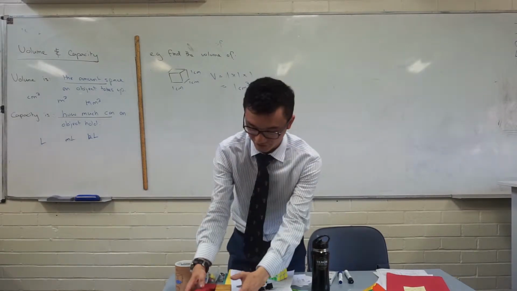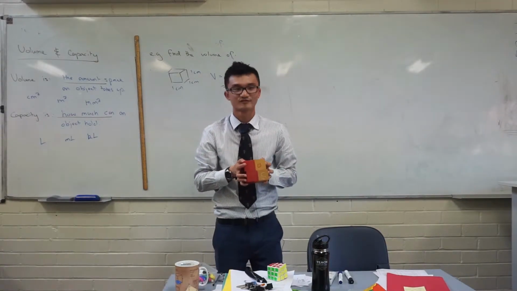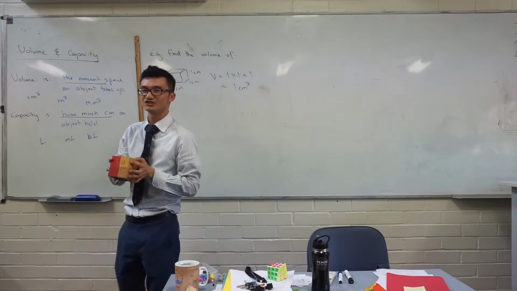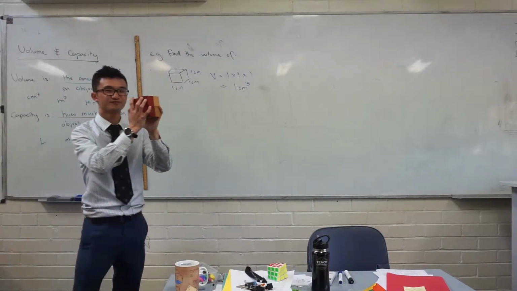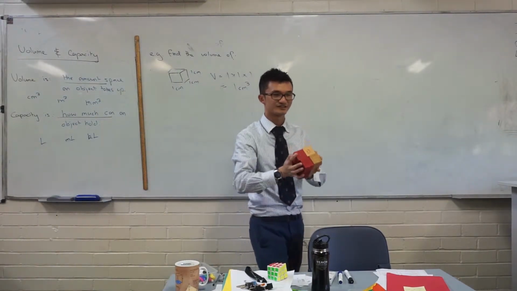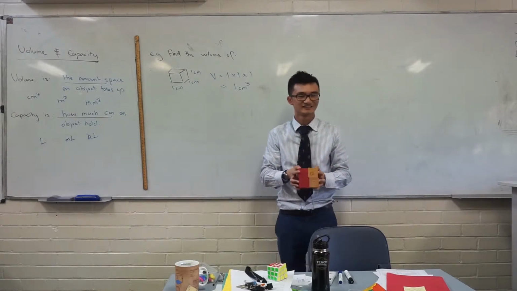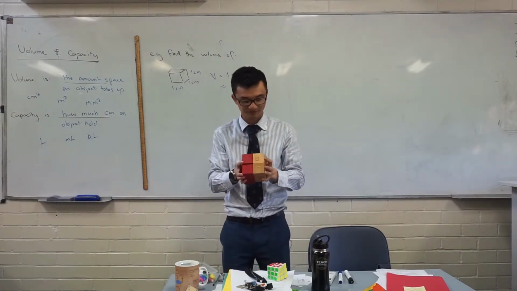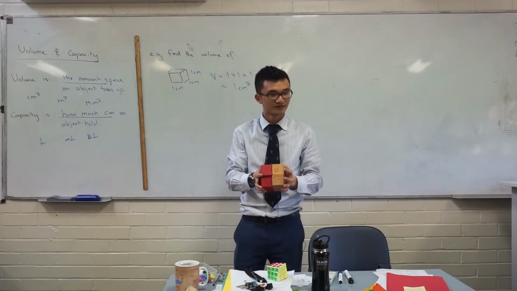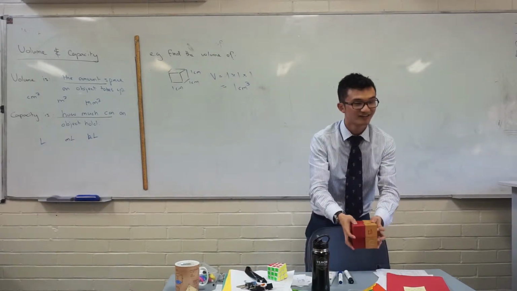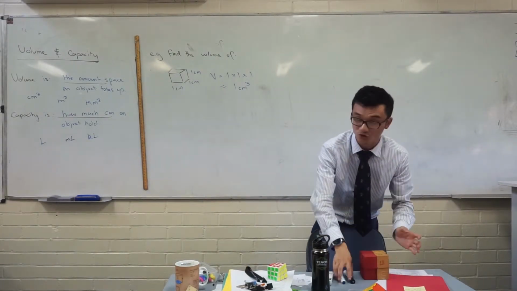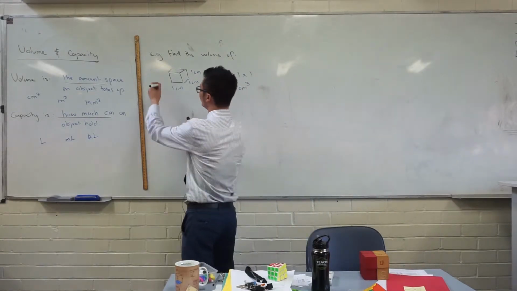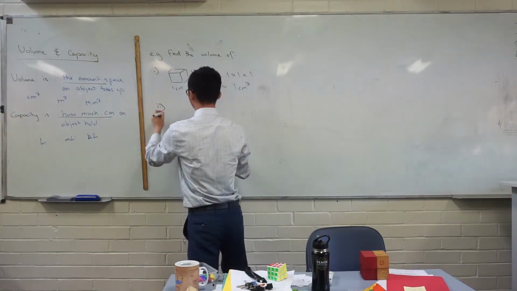What if I change it now? What if I have a different shape? What if I have this one? Still a square. What's the volume of this shape now? How much space does it take up? Go with some ideas. Jesse. Each of them are 2 centimeters, so you do 2 times 2 times 2, which is 8. So you're saying 8 centimeters cubed. Let's just draw it up to be short, right? So this is example 1. This is example 2 now.